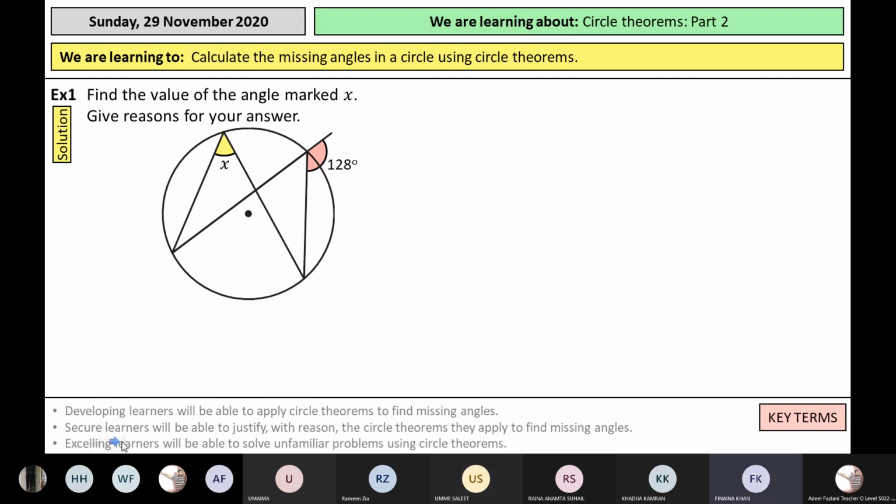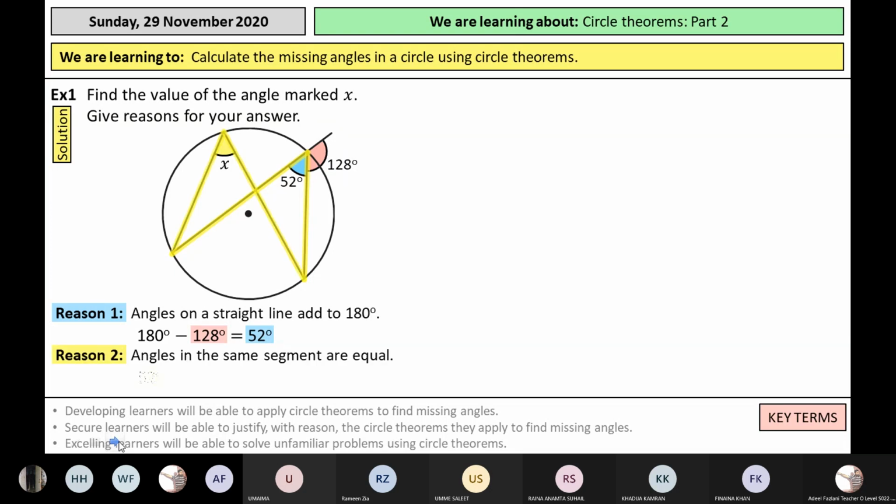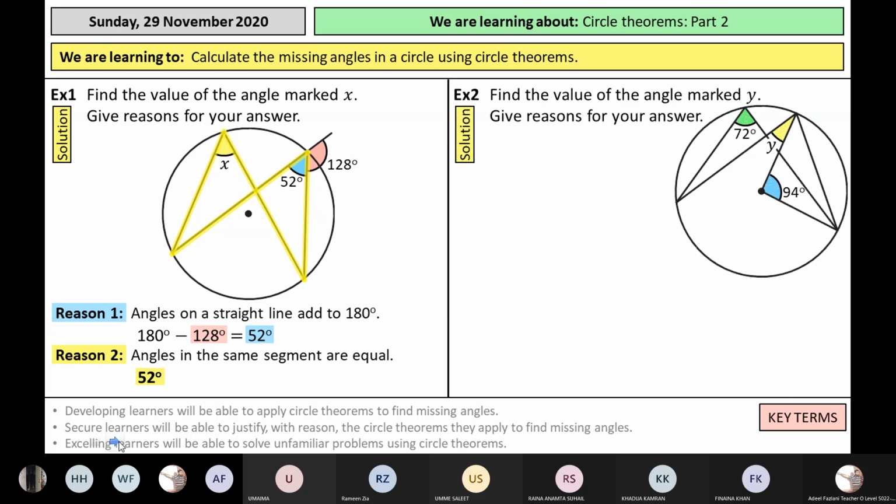Okay, Raina has answered 52. 52 is the answer. Excellent. So x is equal to 52. All right. Now get ready for the next question. Get your writing pads ready. Here we go. Time starts now. Let's see who is going to answer me first. Come on, come on. Quickly. Be quick.